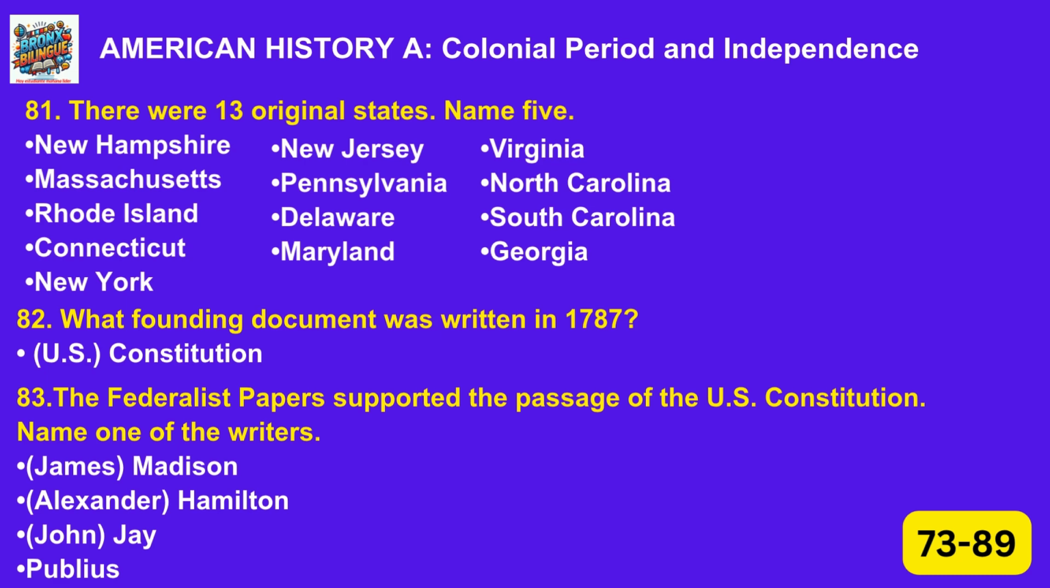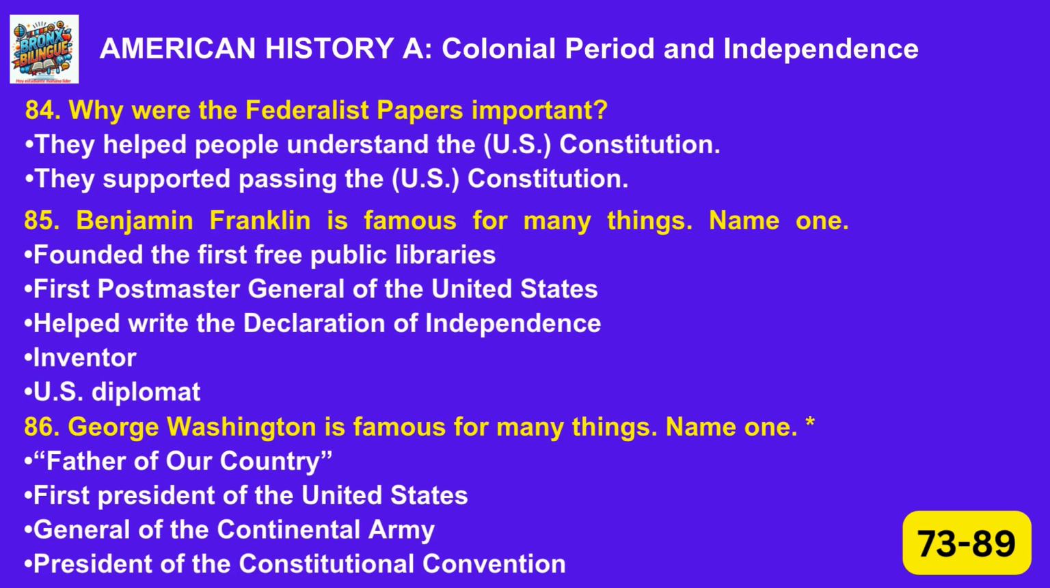82. What founding document was written in 1787? Constitution. 83. The Federalist Papers supported the passage of the U.S. Constitution. Name one of the writers. Madison, Hamilton, Jay, Publius. 84. Why were the Federalist Papers important? They helped people understand the Constitution. They supported passing the Constitution.